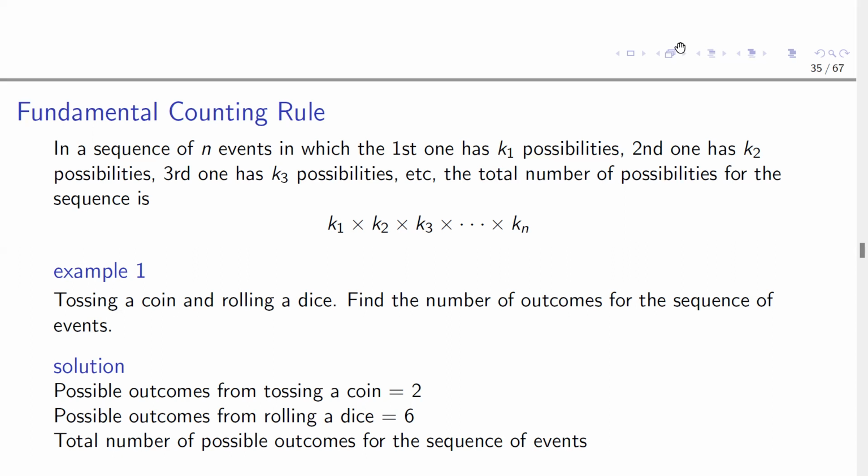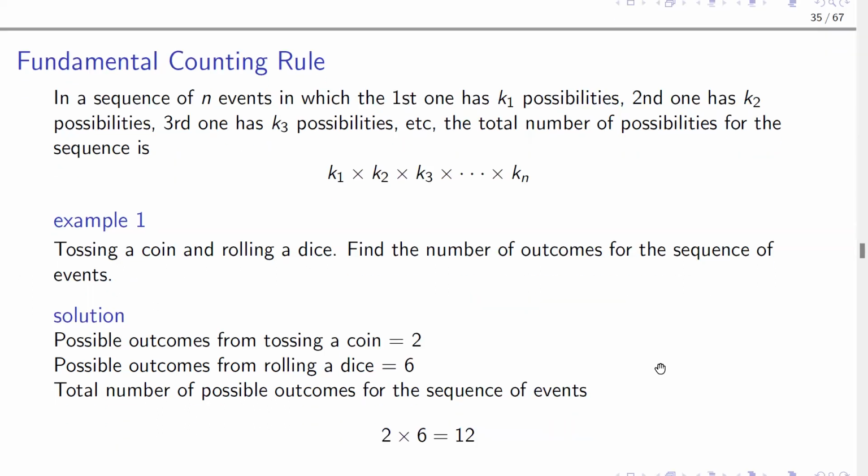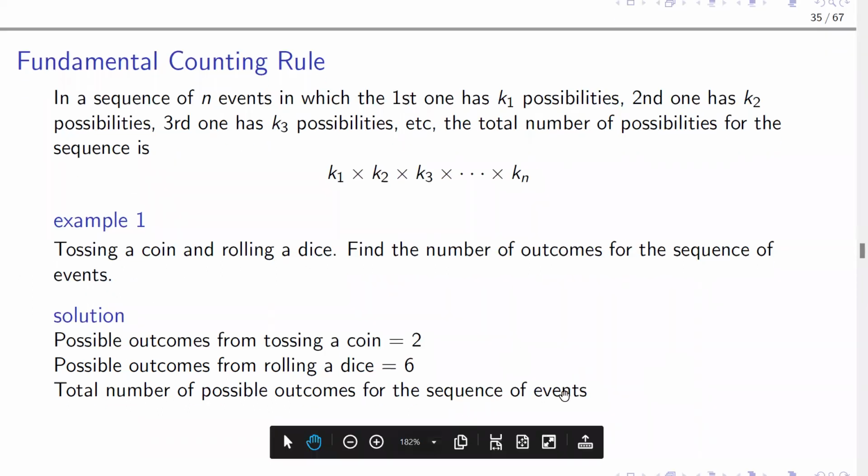So for example, if you have the event of tossing a coin and then rolling a die, find the number of outcomes for the sequence of events. First of all, the possible outcomes from tossing a coin are 2, okay? And then if you roll a die, the possible outcomes are 6. So the total number of possible outcomes for the sequence of these events is 2 times 6, which is 12.